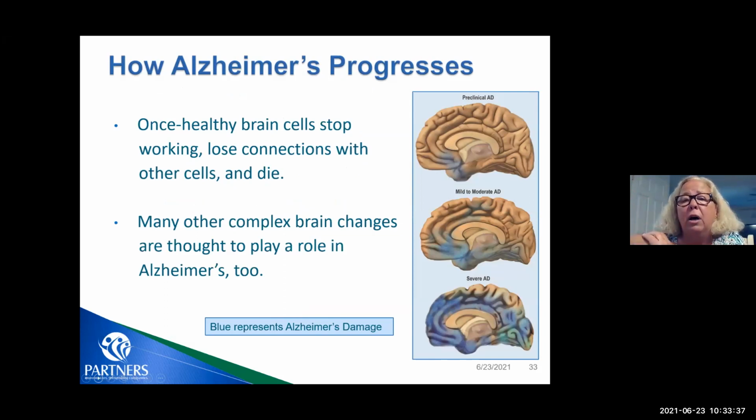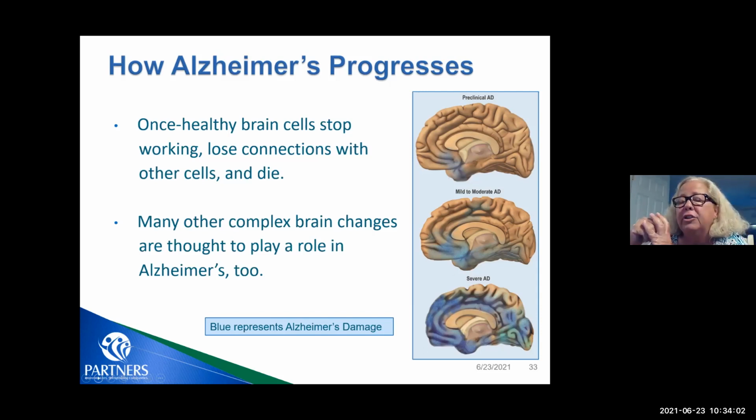With people who are in the early preclinical stages, their brain looks like the top picture there. The blue part represents Alzheimer's damage. That's where this person's having Alzheimer's plaques and tangles. And that little tiny bit of blue in that first picture, that's the place that Alzheimer's begins. Now, at that preclinical stage, of course, there are no symptoms.